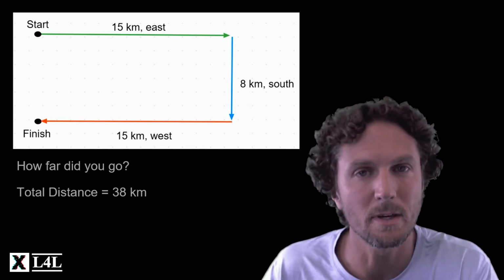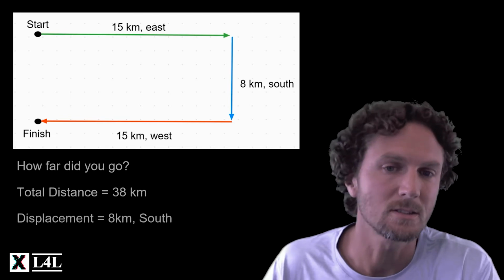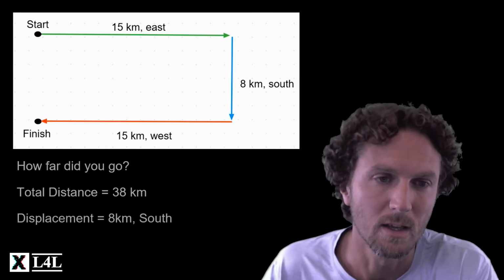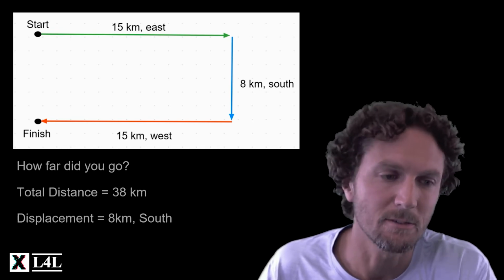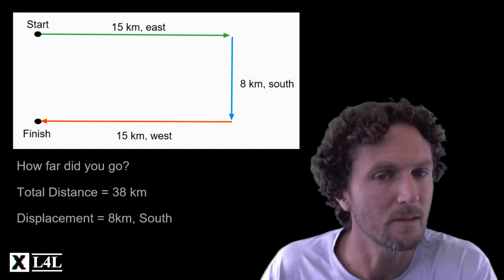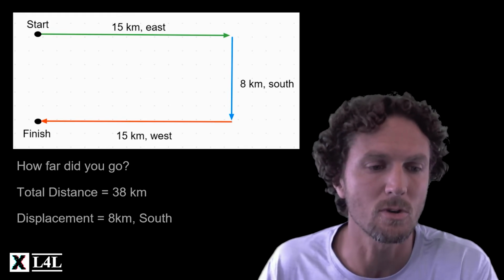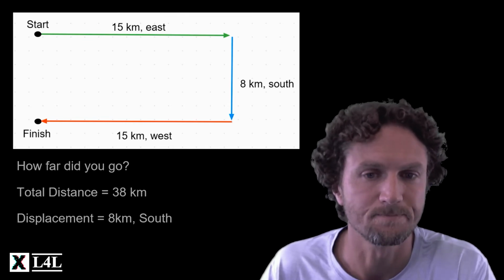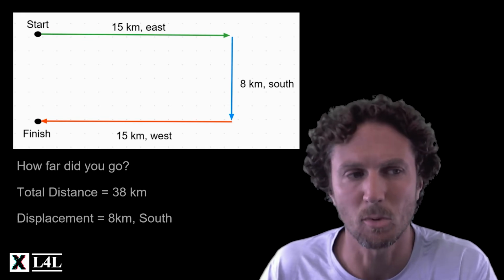However, from a displacement standpoint, you actually only ended up 8 kilometers away from where you started and in the direction due south. And this really is the difference here. Displacement is going to be where you finished or where you ended up relative to where you started and include the direction of the distance that you traveled. Let's look at another example here.